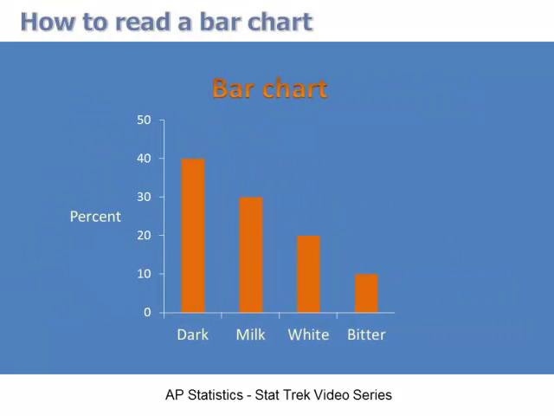What does this chart tell you about preferences for different kinds of chocolate? From the chart, you can quickly see that more people like dark chocolate than any other type of chocolate, and fewer people like bitter chocolate. Milk chocolate and white chocolate fall somewhere in the middle.